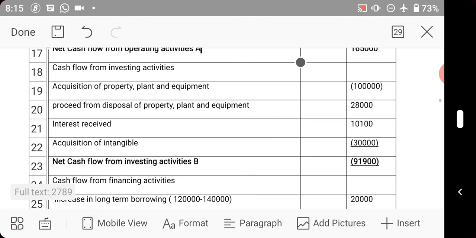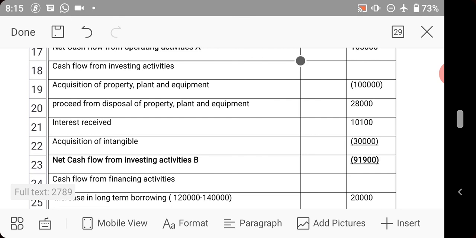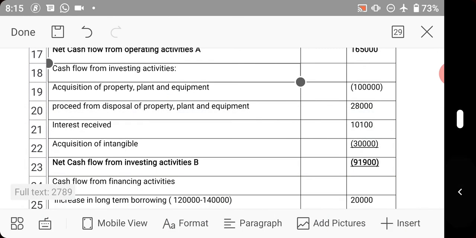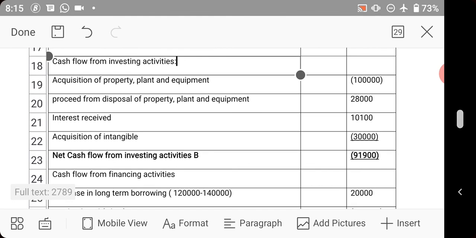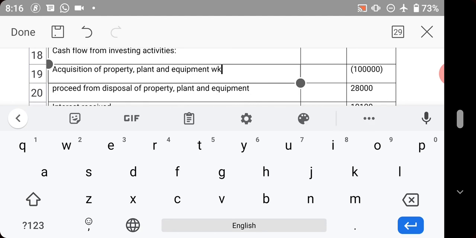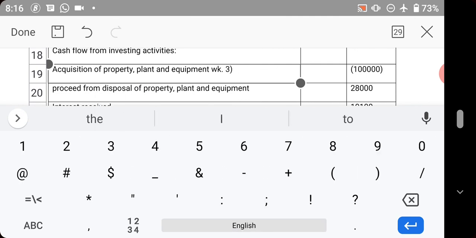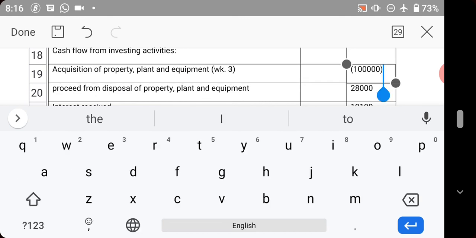So you now come down and look at cash flow from investing activities. We'll now look at acquisition of property, plant, and equipment. That should be working number 3. So what do we have? It's minus 10,000. We acquired assets, so you less it. Buying assets, cash is flowing out of the company.